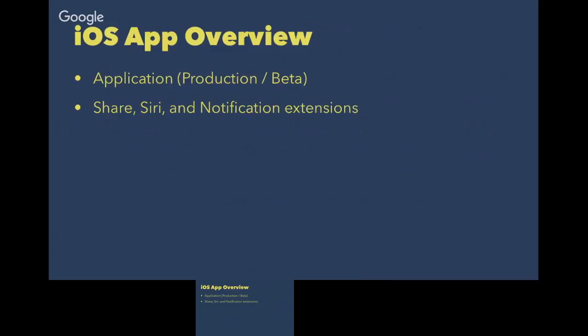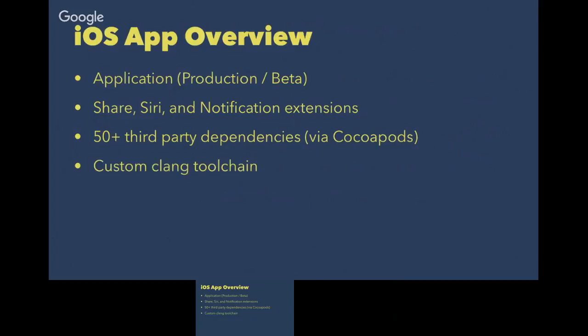Our iOS app has a lot of similarities to other apps. We have our application, which has a production and beta version. We have a series of extensions: a share extension, a Siri extension, and some extensions for notifications. We use Cocoapods, like a lot of other people, and in fact we have about 50 plus third-party dependencies. Unlike other apps, though, we also have our own custom clang toolchain, which we use to support things like custom static analysis to enforce our own best practices. And we also have code generation through Thrift and also through our own in-house generation tools like Plank.